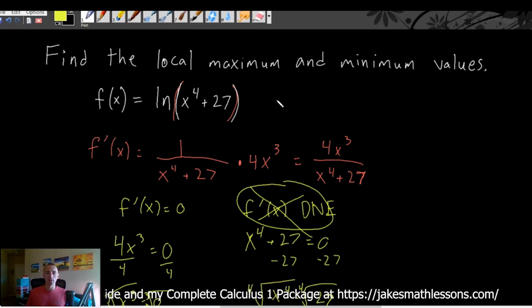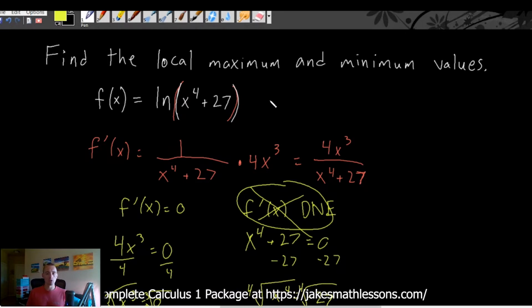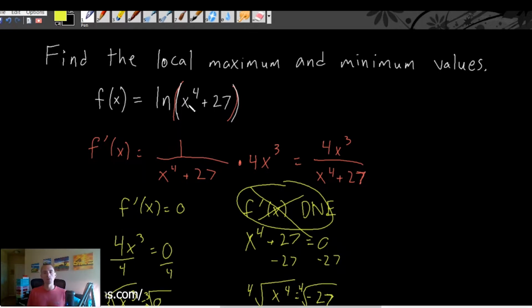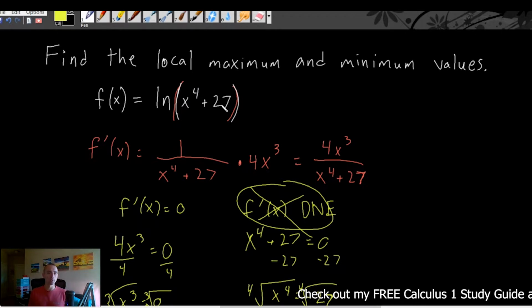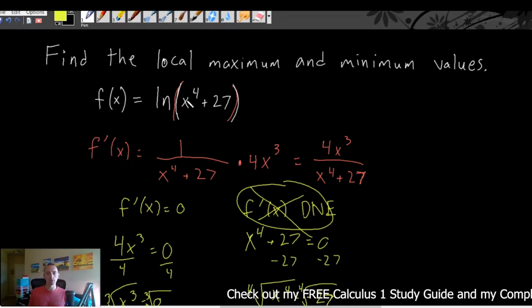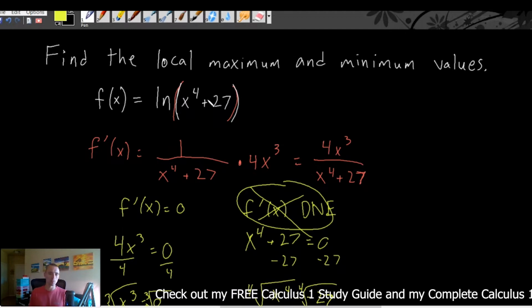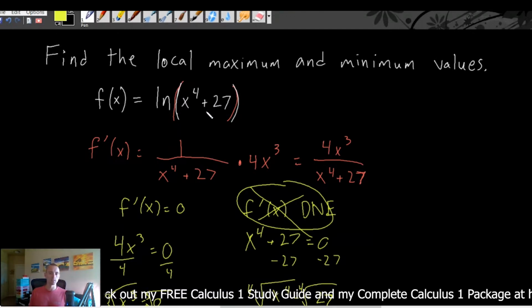What you want to keep in mind is that you cannot take the natural log of some number that is 0 or negative. So we need to be careful to make sure that x to the fourth plus 27 is never negative. Well, raising something to an even power is always going to make it positive, unless it's 0, and 0 to an even power is just 0. So x to the fourth will never be negative. So if we have some non-negative number plus 27, that's always going to be positive, which means what we're taking the natural log of is always going to be a positive number. So this function will exist for all x values.